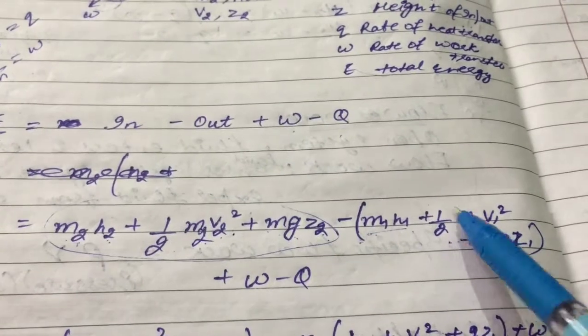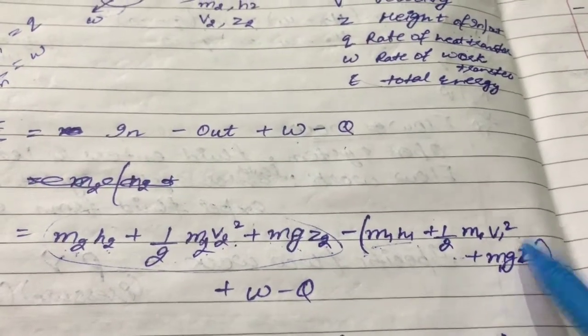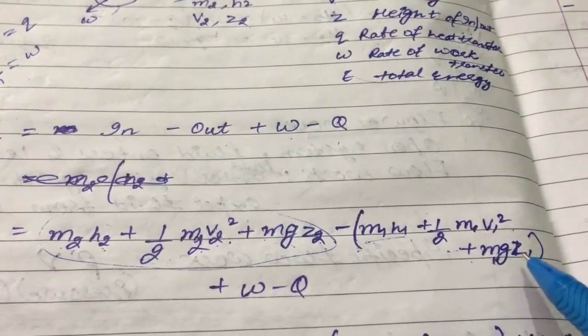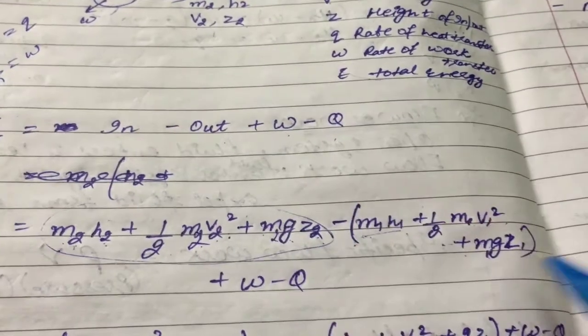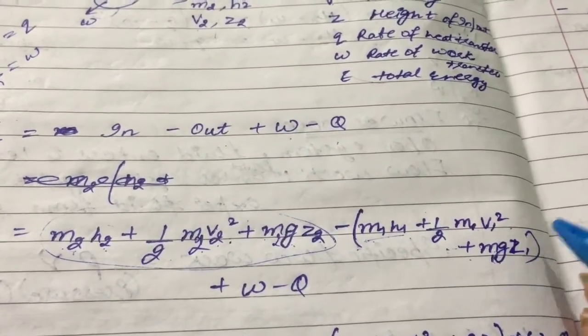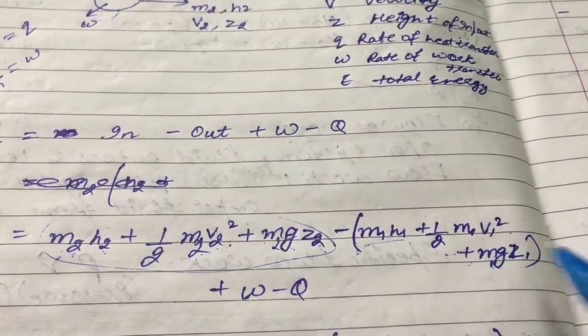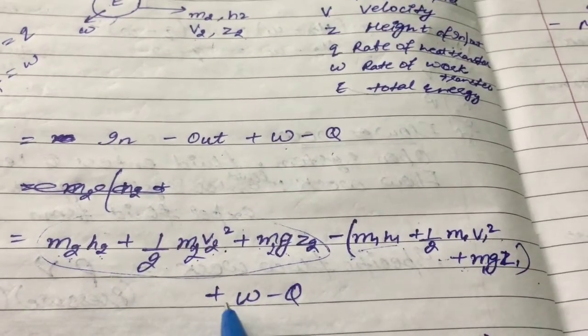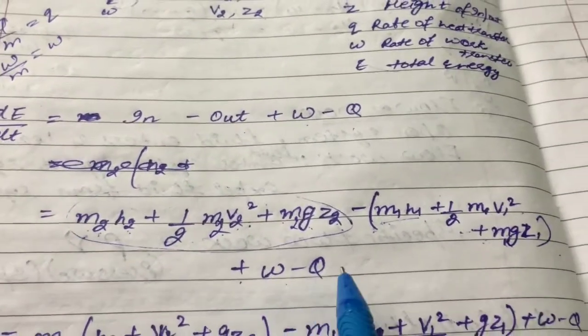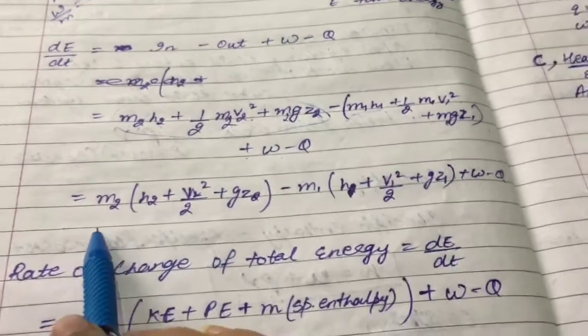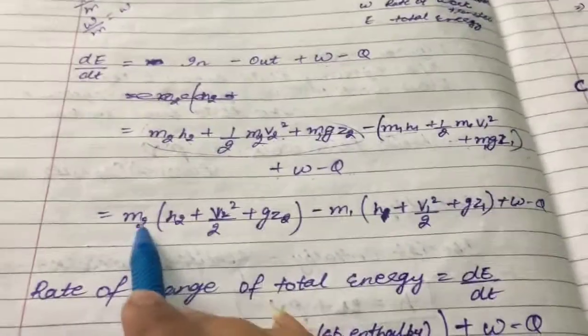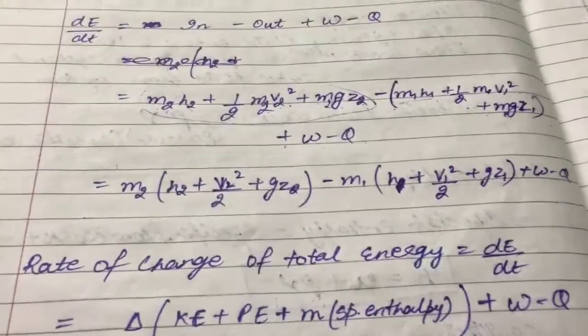This is the flow of energy out, minus the flow of energy in, which is m1 h1 plus half m1 v1 square, kinetic energy, plus m1 g z1, potential energy, plus work done minus q. So now we have just simplified the equation.